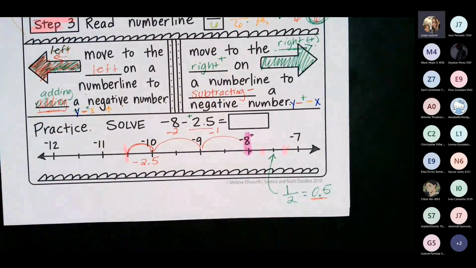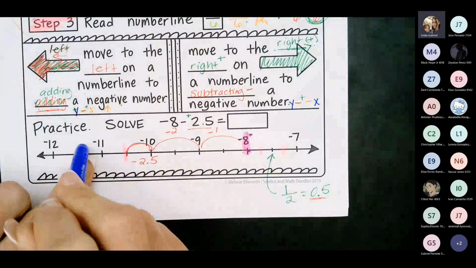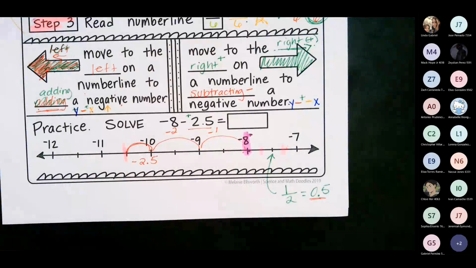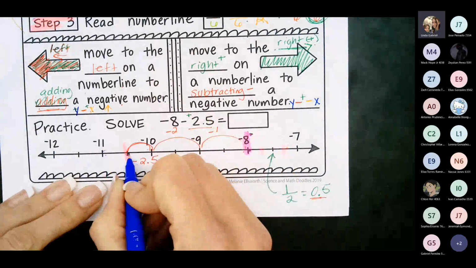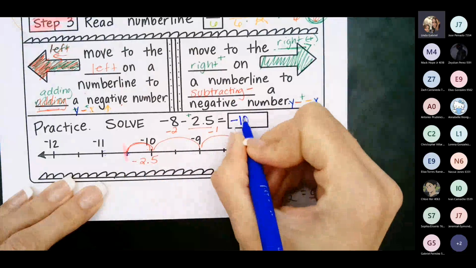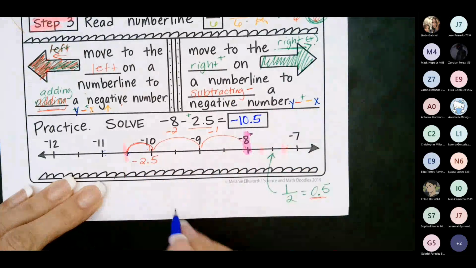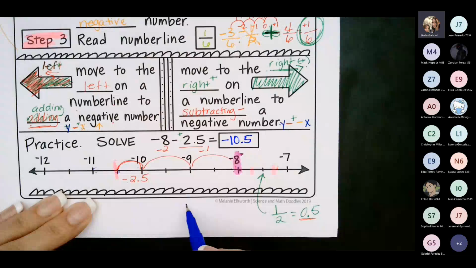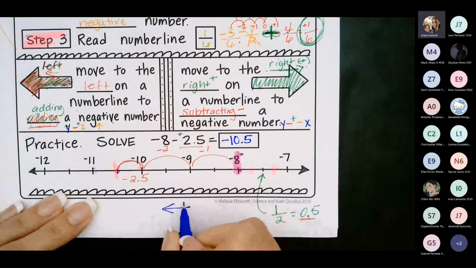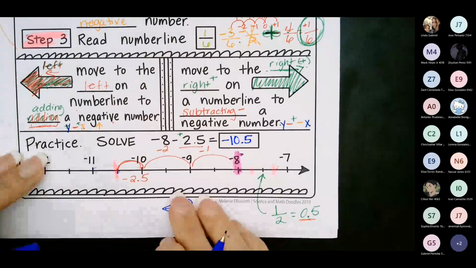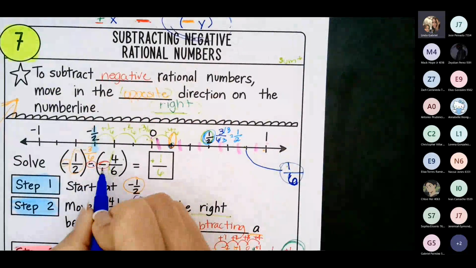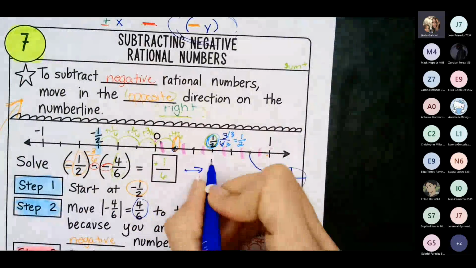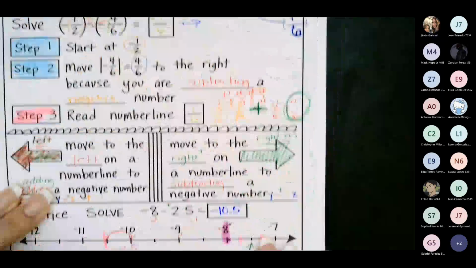The number is in between -10 and -11, greater than -11 but less than -10. So that puts me at -10.5. So it grew in value in the negative direction. And when I subtracted a negative number, it grew in value on the positive side.